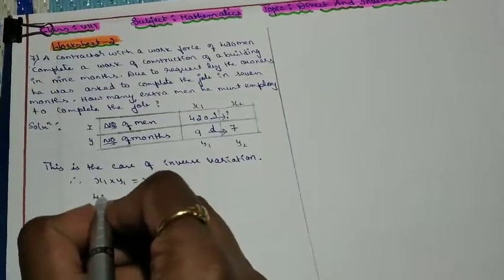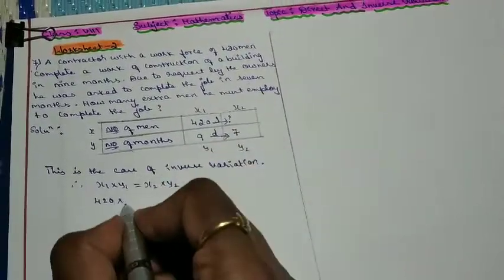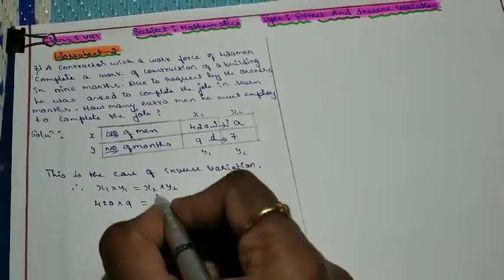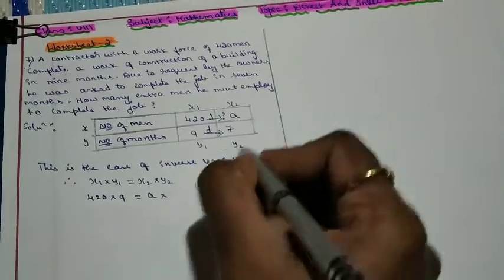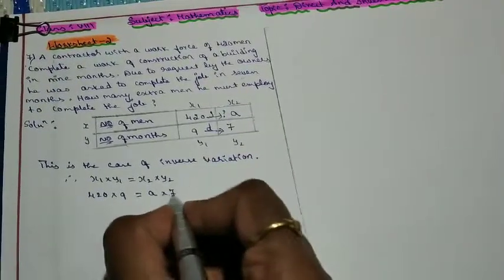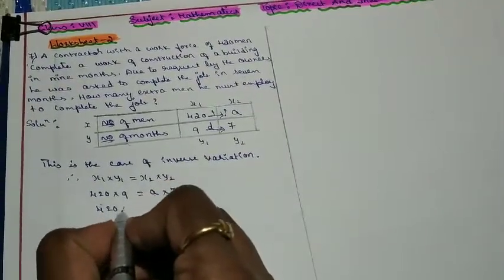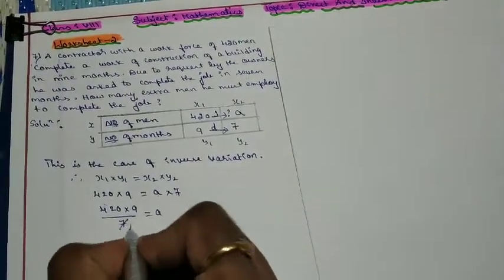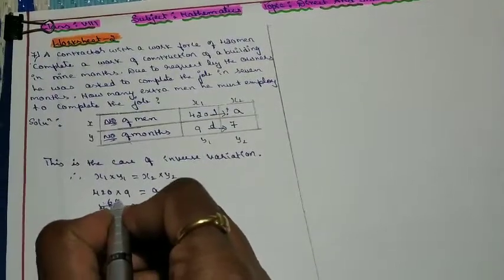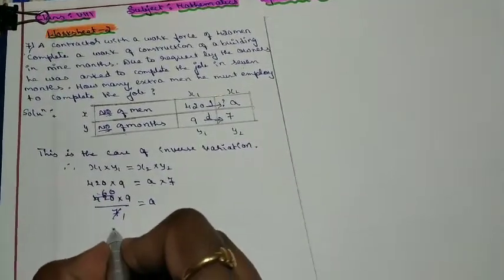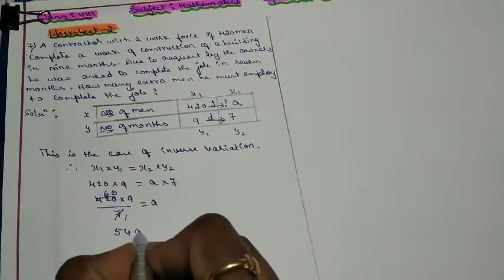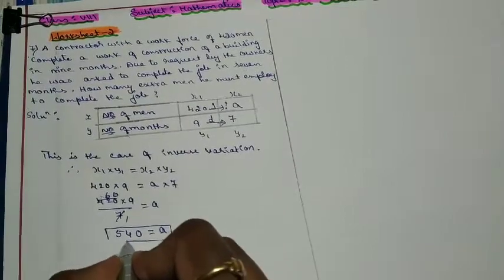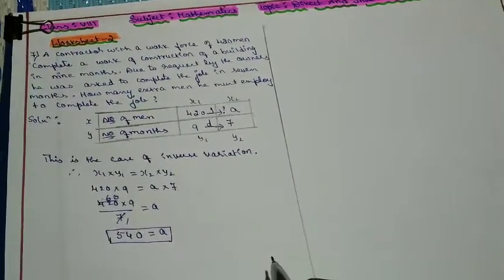So x1 is taken as 420 into y1 is taken as 9 equals x2 unknown. So let me take x2 unknown as a into y2 is 7. So 7 and a are under multiplication. It changes to division. Equal to a, 7 ones are 7, 7 sixes are 42... 9 fives are 45, 9 sixes are 54. Yes, 540 men are required to complete the construction within 7 months.